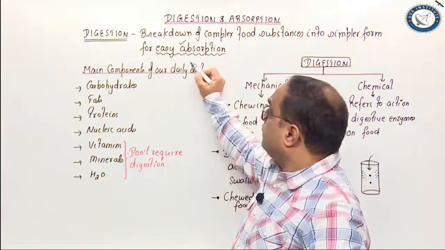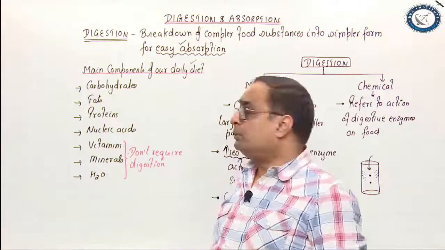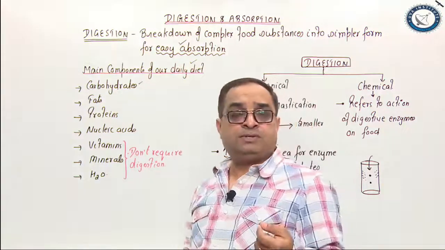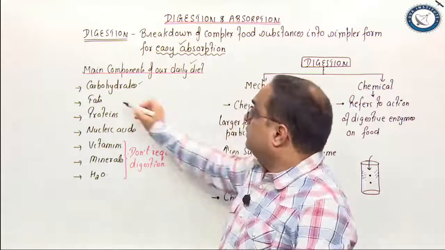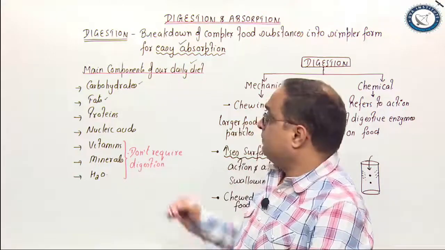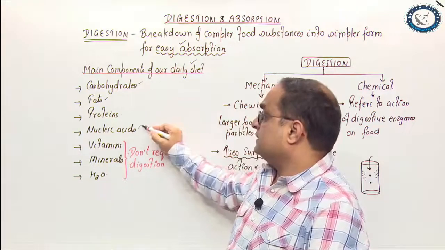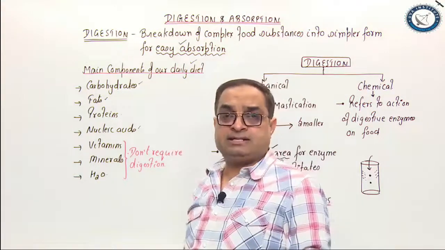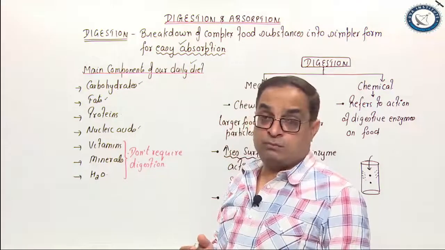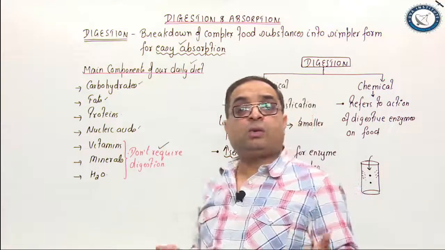Let's see what are the main components of our daily diet. When you say diet, when you say food, what all components does that include? Your food includes carbohydrates. If you are taking bread, that includes starch. Your food includes fats. The main fats of diet are triglycerides. You eat proteins of plant origin or of animal origin. Nucleic acids also form a minor component of our daily diet. Other than these four, our diet also includes vitamins, minerals and water. But please remember that vitamins, minerals and water do not require digestion.